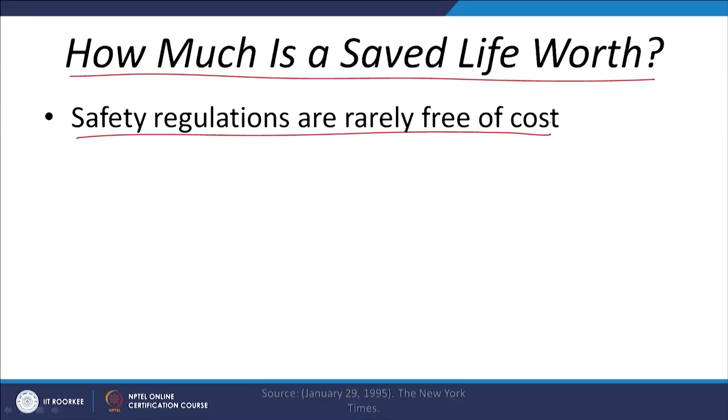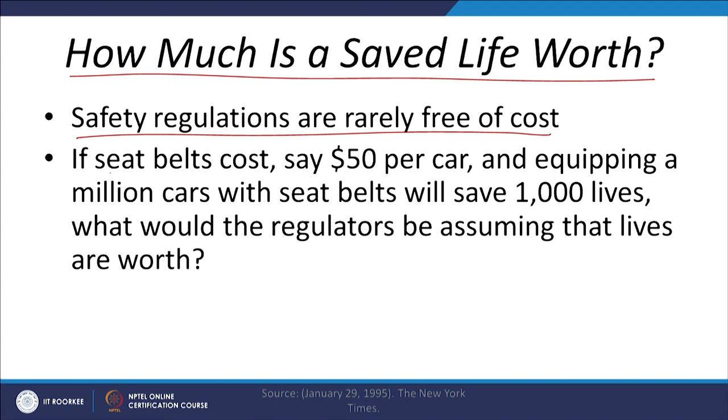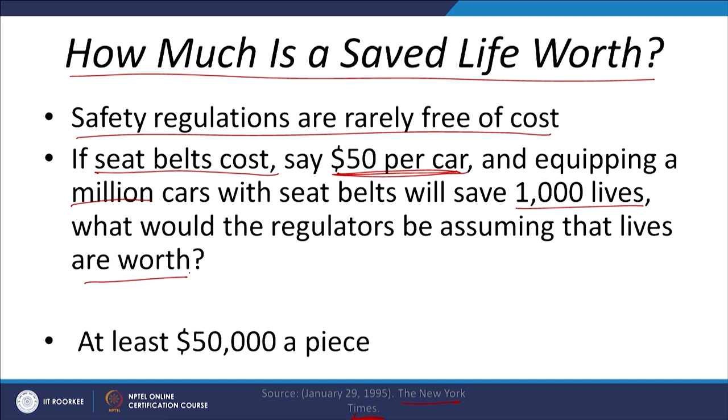Any improvement in infrastructure or change in policy is going to have knock-on effects and obviously costs involved. That's why we have the saying here: safety regulations are rarely free of cost. So here we have an example. Suppose seat belts cost $50 per car, which is data I had from the New York Times, and equipping a million cars with seat belts will save 1,000 lives. What would the regulators be assuming that the lives are worth? With simple math, at least $50,000 is what we are putting on a human life.